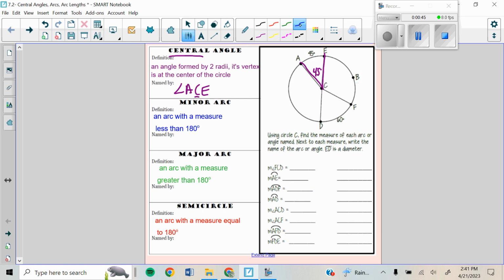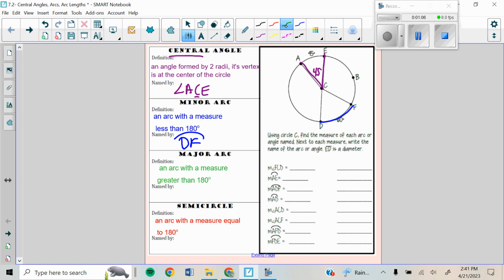Then we talk about a minor arc. It's an arc with a measure less than 180 degrees. So when we're talking about the arc, we're just talking about on the circle from point to point. So this one would be like DF, and we name it by the endpoints, and we put an arc over the top of it. So 60 degrees here.